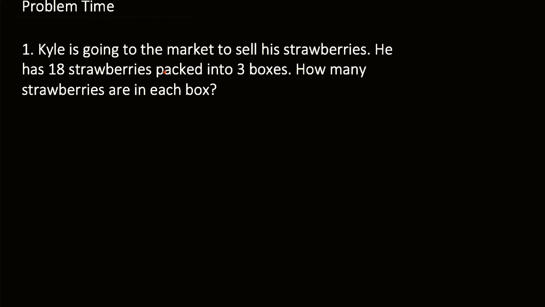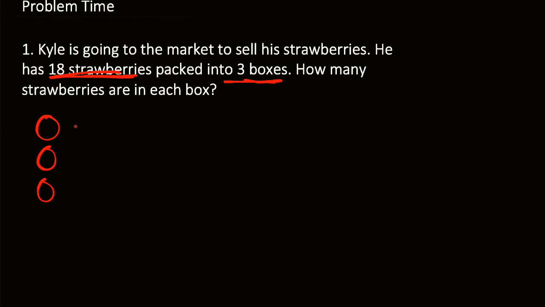So I'm going to use red because strawberries are kind of reddish, and I'm going to underline the important stuff. So we know that there's 18 strawberries right here. We also know that these 18 strawberries are packed into 3 boxes. So we need to figure out how many strawberries are in each box. So again, we can draw an array. We know that there's a total of 18 strawberries and they're put into 3 boxes. So we can think of it as rows and we can do 3 rows.